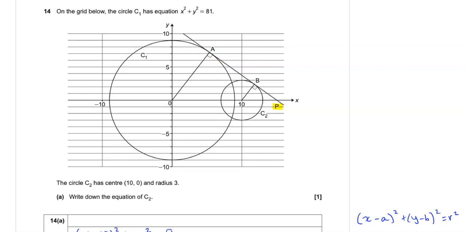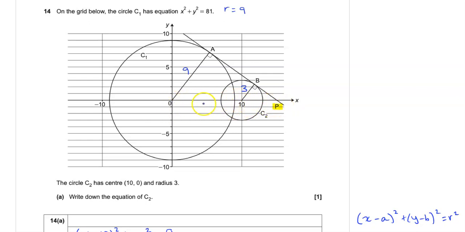First of all, we know that this length here is 3, and this circle is x² + y² = 81, which means the radius of that circle is 9, which means that this length here is 9. Now, when we consider our two triangles, we can see that the larger triangle is 3 times as big. So in other words, our scale factor is 3. And we can use that to work out what P is.